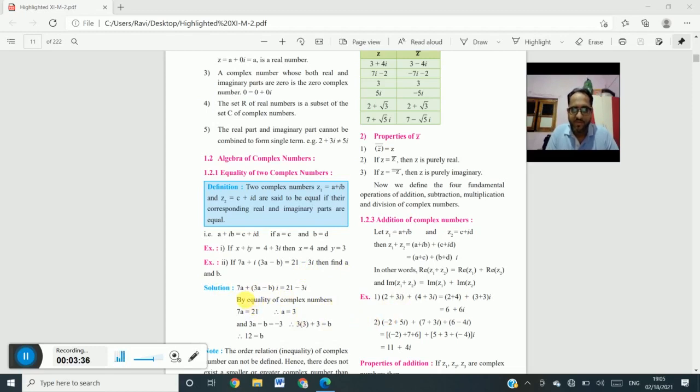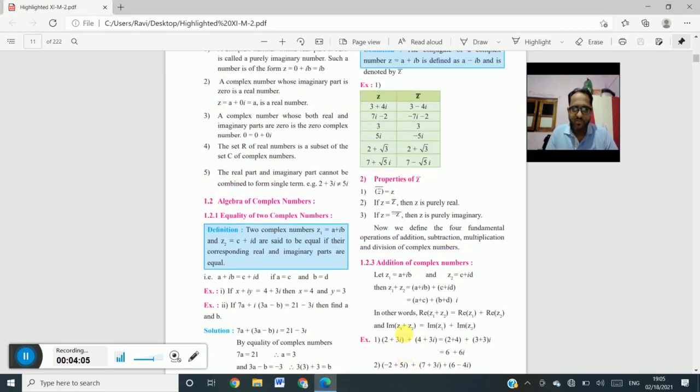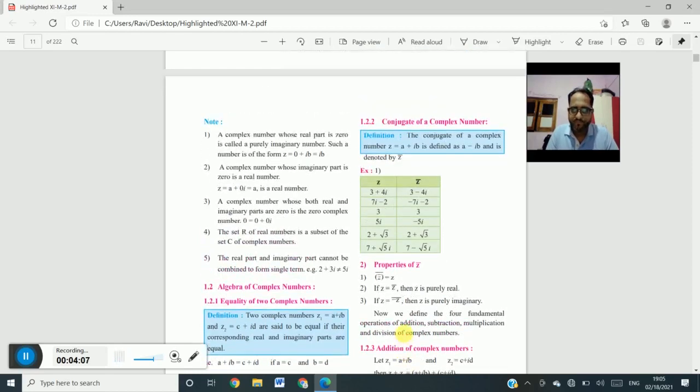See here, 7a plus (3a minus b) i is equal to 21 minus 3i. Equating the complex numbers, 7a equals to 21 and therefore a equals to 21 by 7, that is 3, and 3a minus b equals to -3. So 3a is 3 into 3, 9, plus 3, that is 12. Value of b is 12, right? So this is the first algebra.